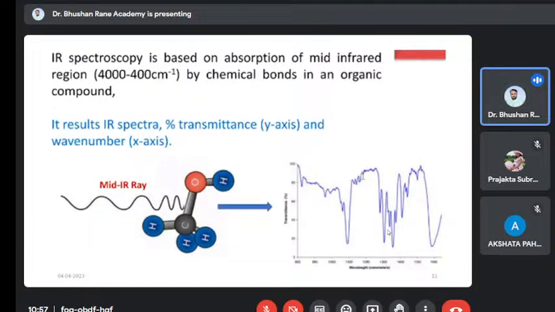So IR spectroscopy is an absorption spectroscopy. In the mid infrared region, that is 4,000 to 400 centimeter inverse wave number, chemical bonds in organic compounds have the ability to absorb IR light, and they are going to vibrate, bend, rock, and show stretching vibrations and many more. So here we discuss how IR spectroscopy is helpful in the development of formulations.